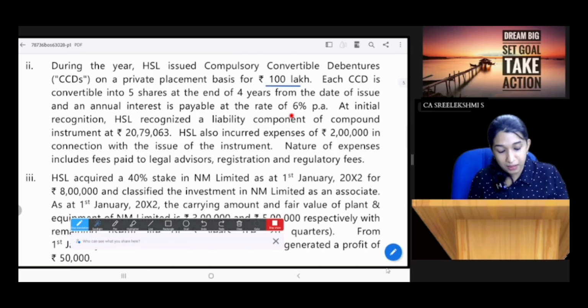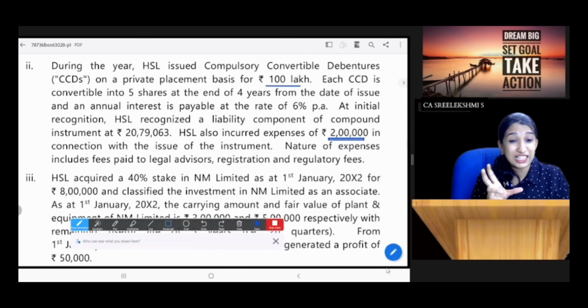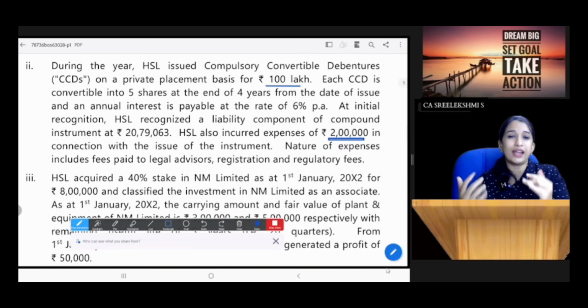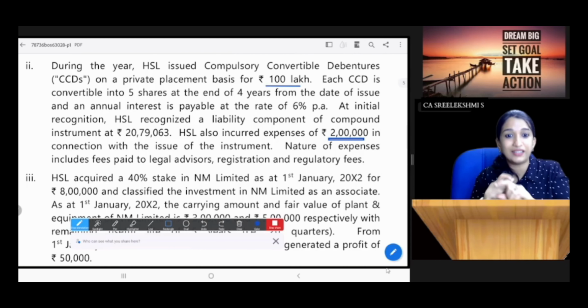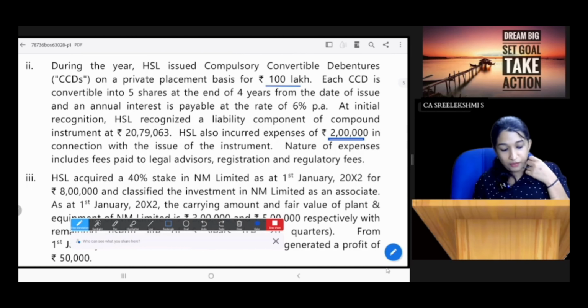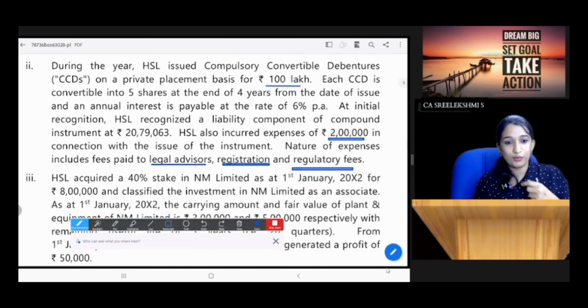HSL recognized a liability component of 20 lakh 79,063. HSL also incurred an expense of 2 lakhs in connection with the issue of the instrument. So what is that 2 lakh expense which is incurred in connection with the issue of this compound financial instrument? Yes, I can hear you saying transaction cost. The nature of expense includes fees to legal advisors, registration and regulatory fees. So again, what is the question?